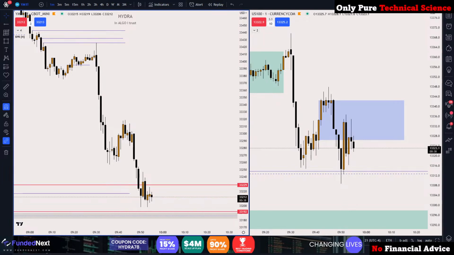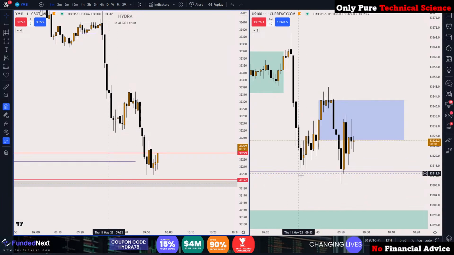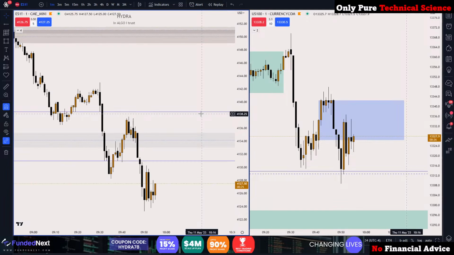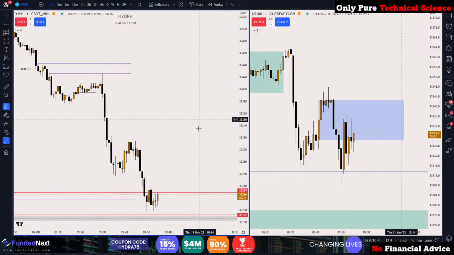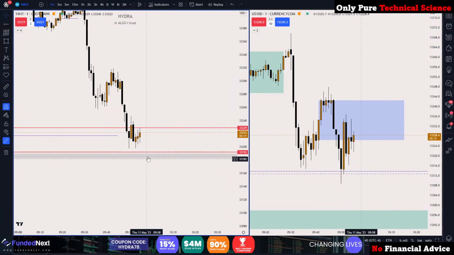Sajal Agarwai is saying SMT in Dow. SMT with Dow? I don't see SMT with Dow. I don't see any SMT. They both made lower low right here. Lower low. Is it SMT with ES? No, it's not. They all made lower lows. And we have a new day opening gap right here.